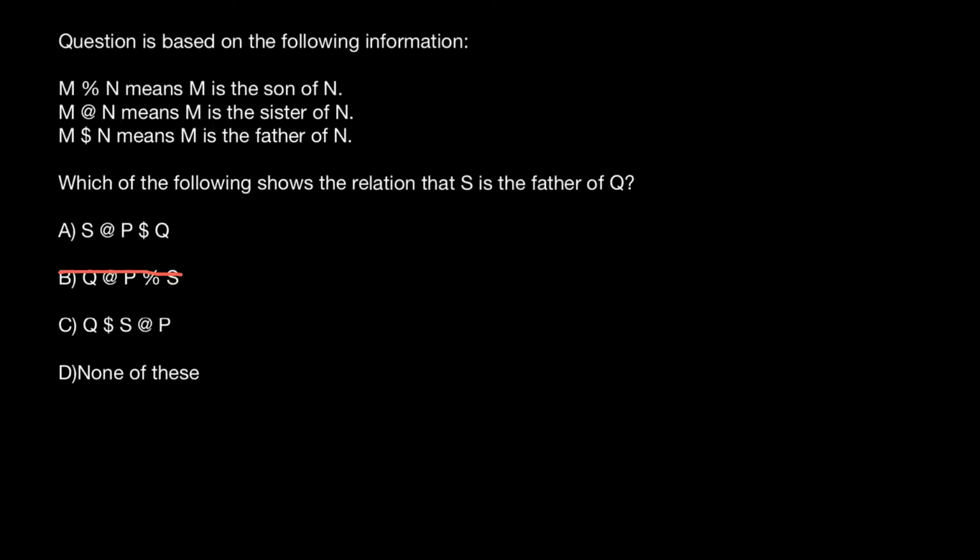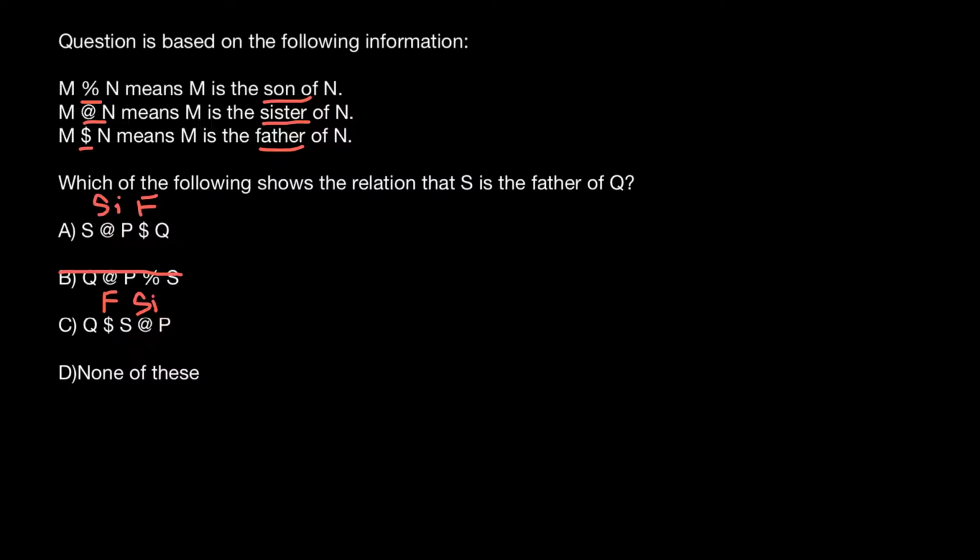Let's read again. M % N, so percent means son, and we already crossed out variant B where we have percent. Now we have to think about the sign @, which stands for sister, so let's put SI here and here, and the $ sign means father, so we can put F here and here. So now we can solve this problem.